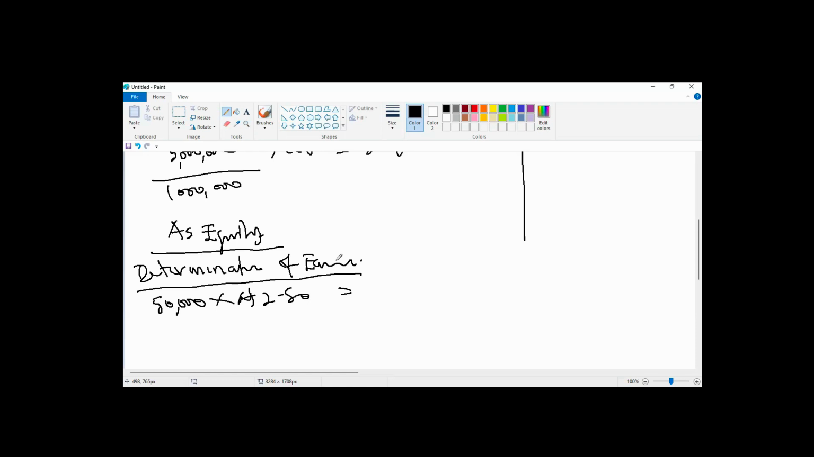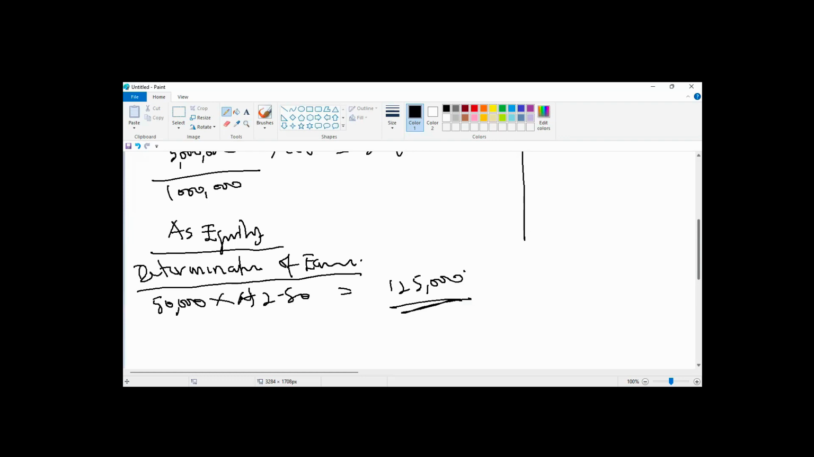Divided by 250 times 250. 125,000. I will not apply tax because as equity, you are a shareholder, meaning you collect profit after tax. That is what it's telling you.